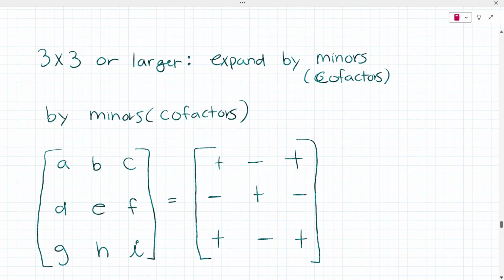Now, what about the 3 by 3? This number here, A, is going to have a positive coefficient. This number here, B, will have a negative coefficient. This number here will be positive, and then this would be negative. This would be positive, negative, positive, negative, and a positive.